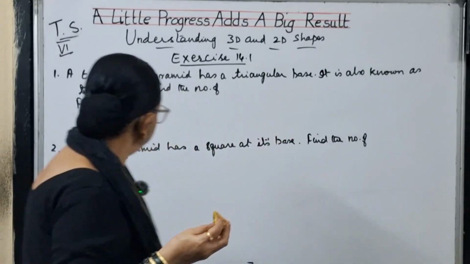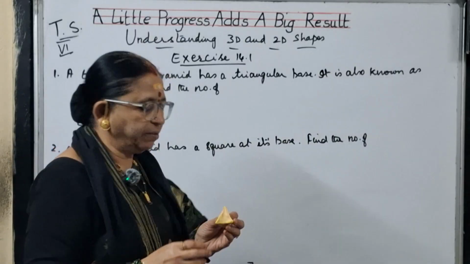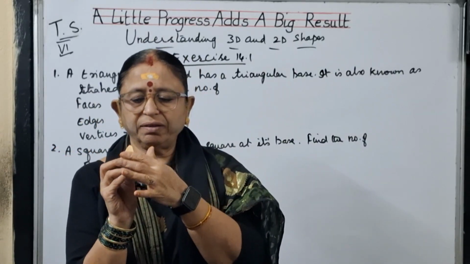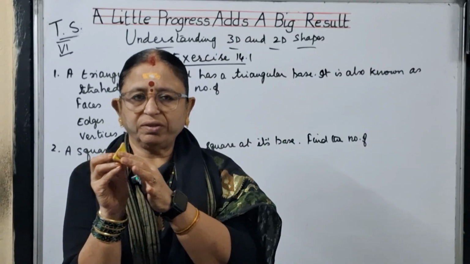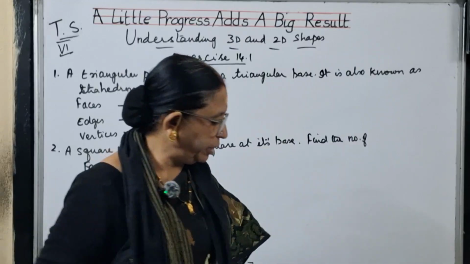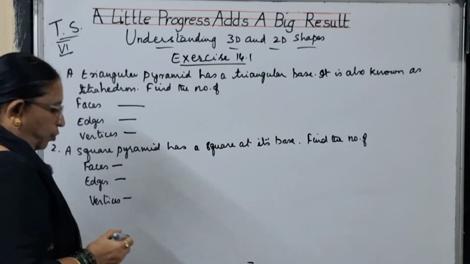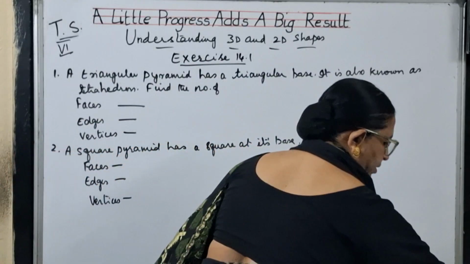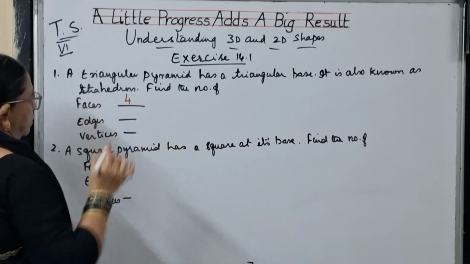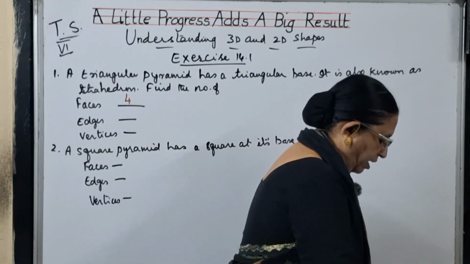Now the question is, find the number of faces. How many faces are there, children? See, this is one face. This is one face, two. This is the third one, three faces, and fourth. So how many faces is it having? It is having 4 faces. I'll write the answer with this pen. It has got 4 faces.